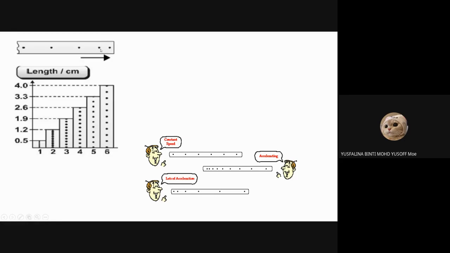You can see here the distance is increasing. So V equals S over T. When the displacement is increasing, the velocity is also increasing. So this one is increasing velocity, or you can say velocity increases, and this one is acceleration, meaning the object is accelerating. Next, how about this one?